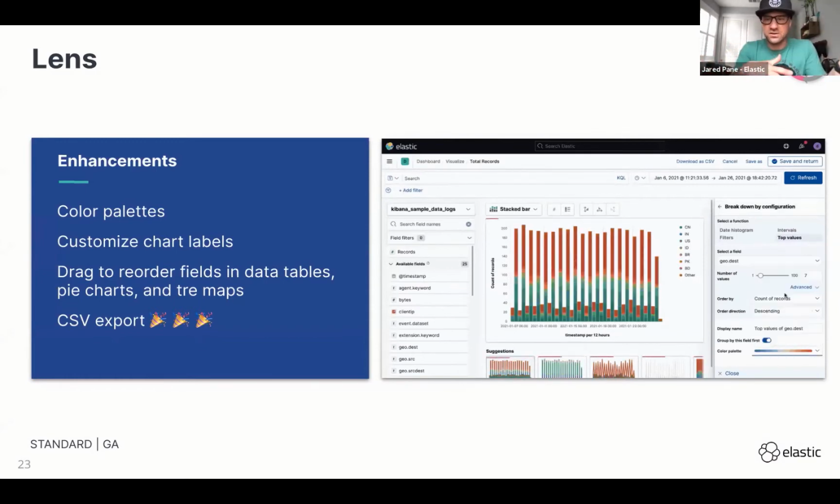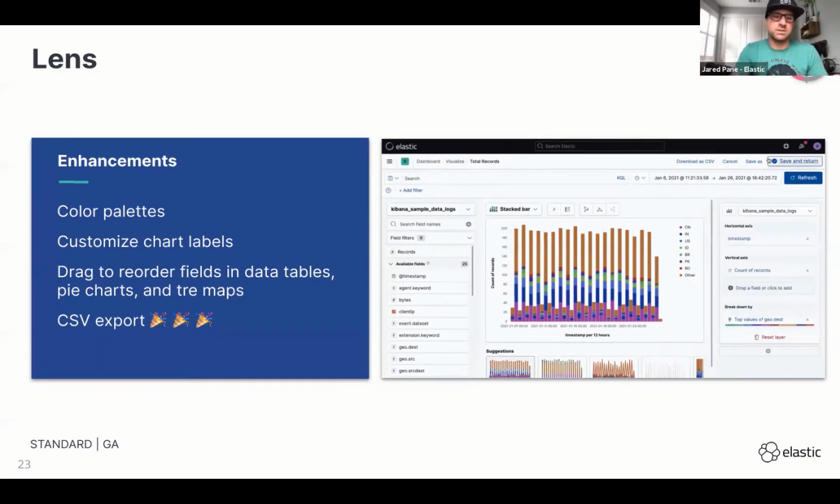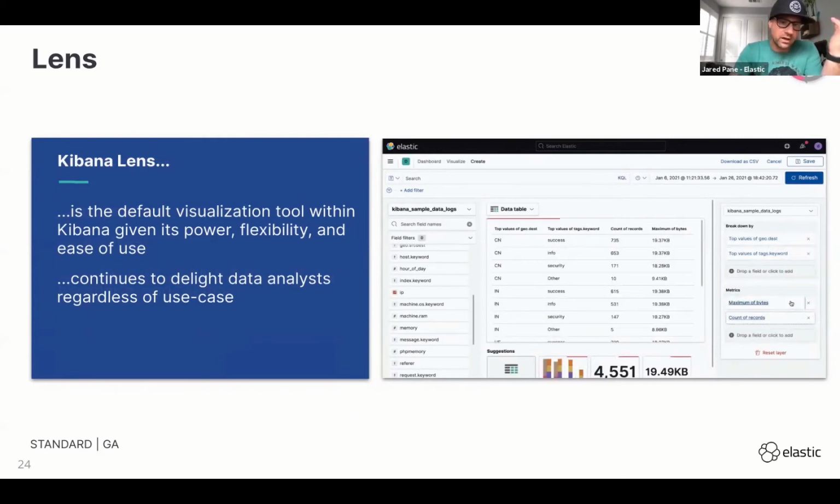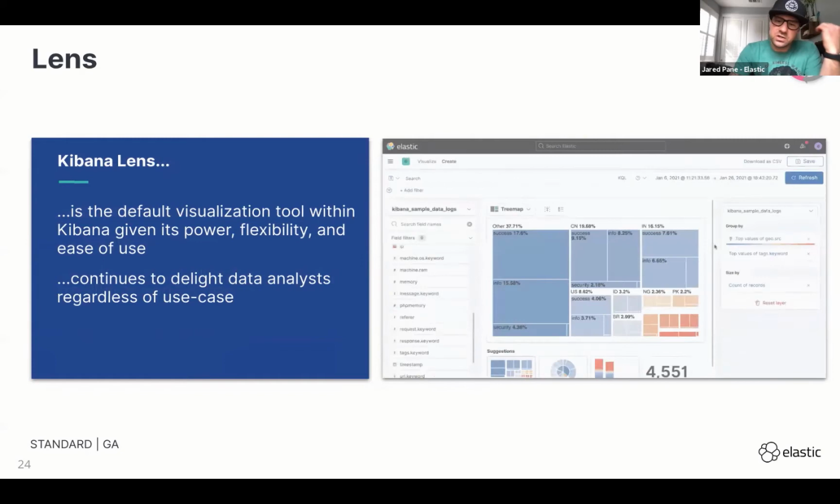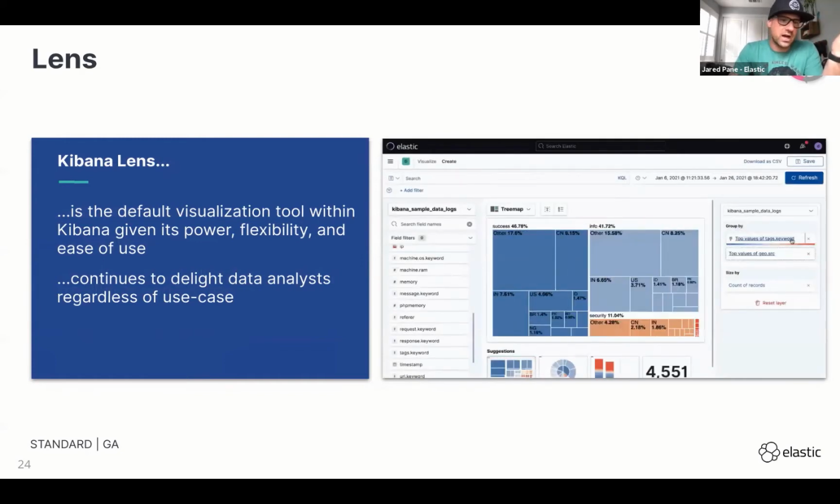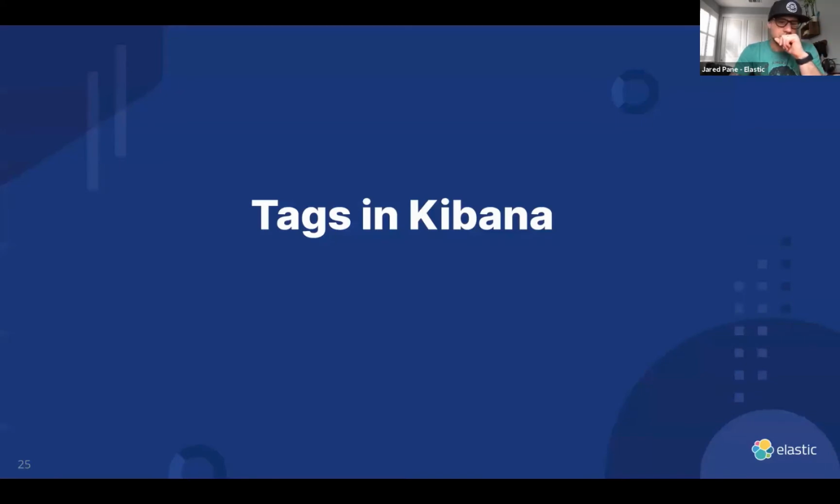If you haven't used it, you literally find your field, you click on it, you drag and drop in the middle, and it builds out a visualization for you. We've done a lot of enhancements here internally to Lens. So this is really the default visualization tool for Kibana and for Elasticsearch. It's just super easy to use, super quick, and you can add it to your dashboard right away.